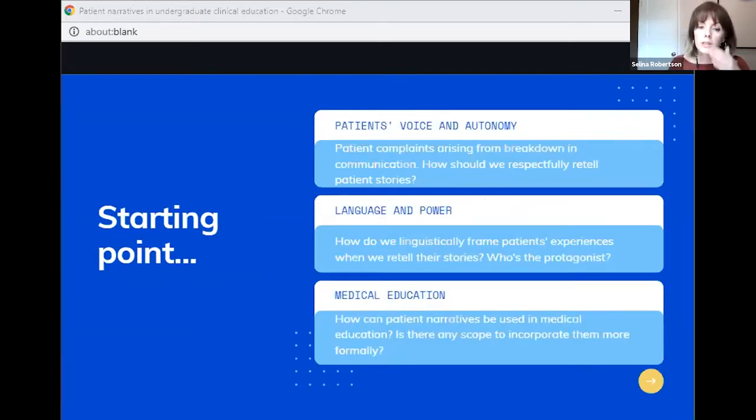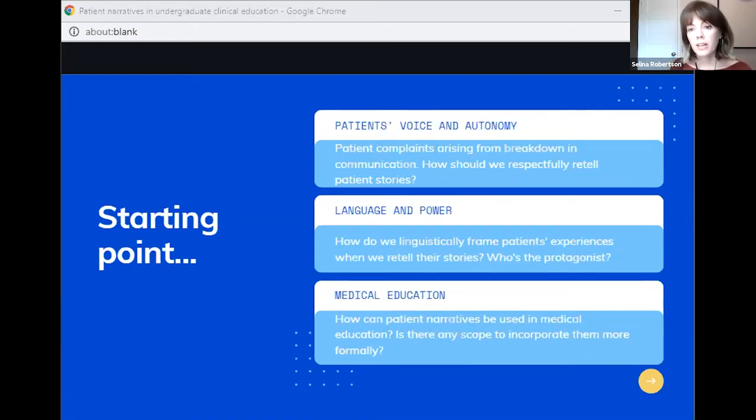So from this point, I started doing some reading, and these were my starting points for thinking about my aims, which we're going to talk about in a minute. And these formed the background to the study. So I looked at data from NHS England and also looked at how the complaints were coded.